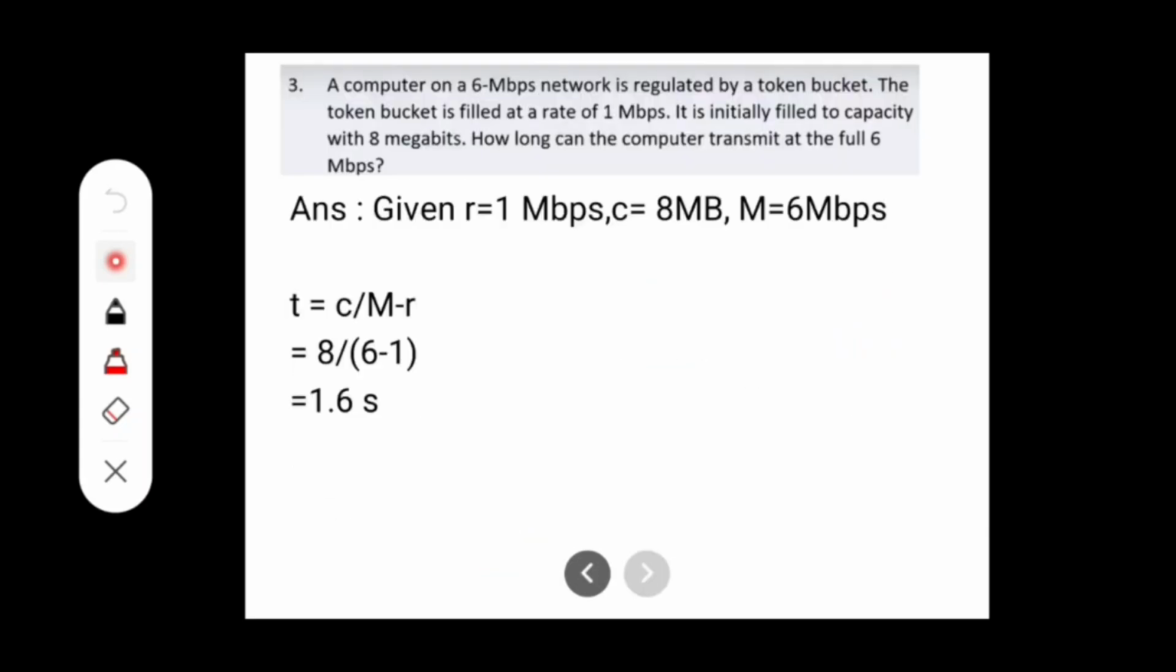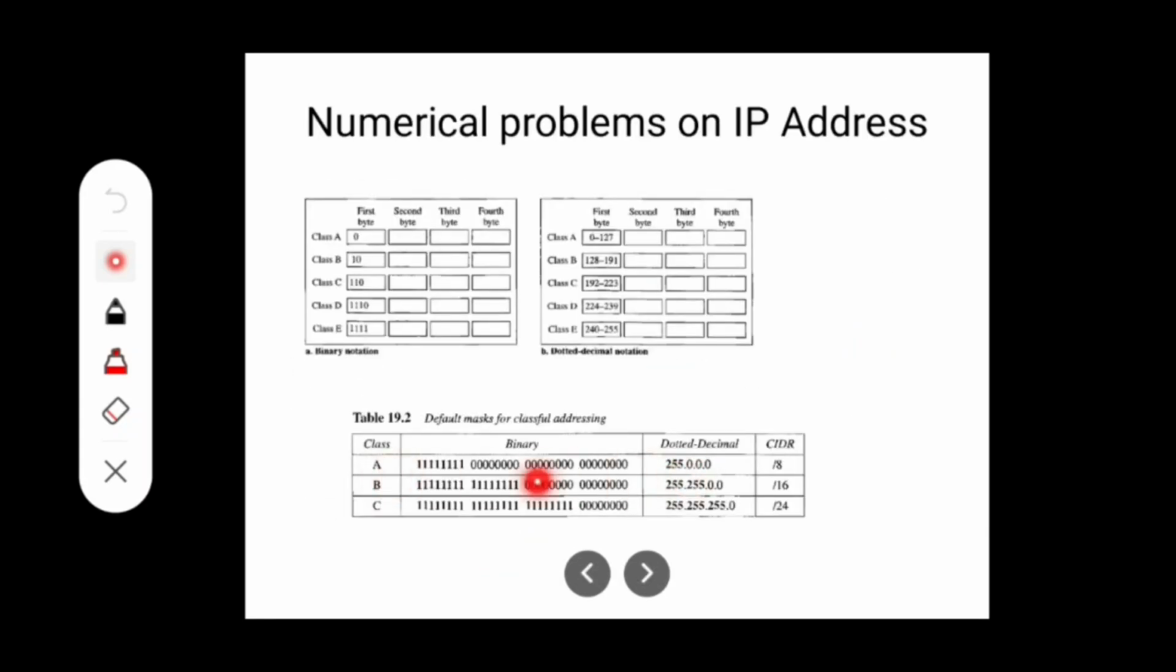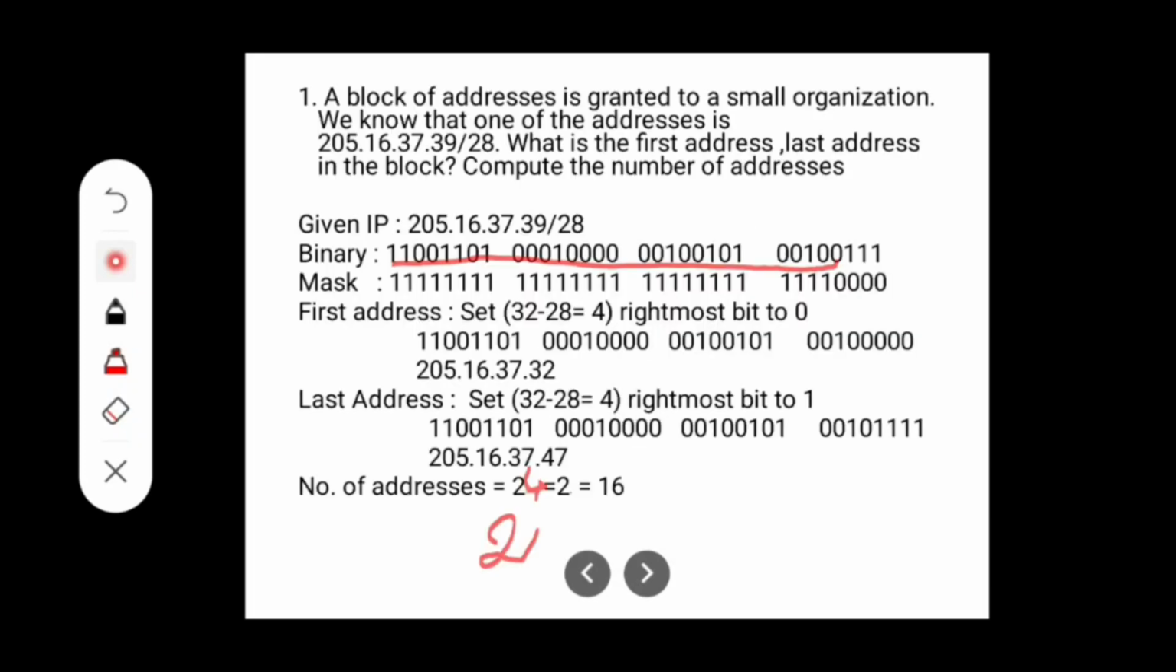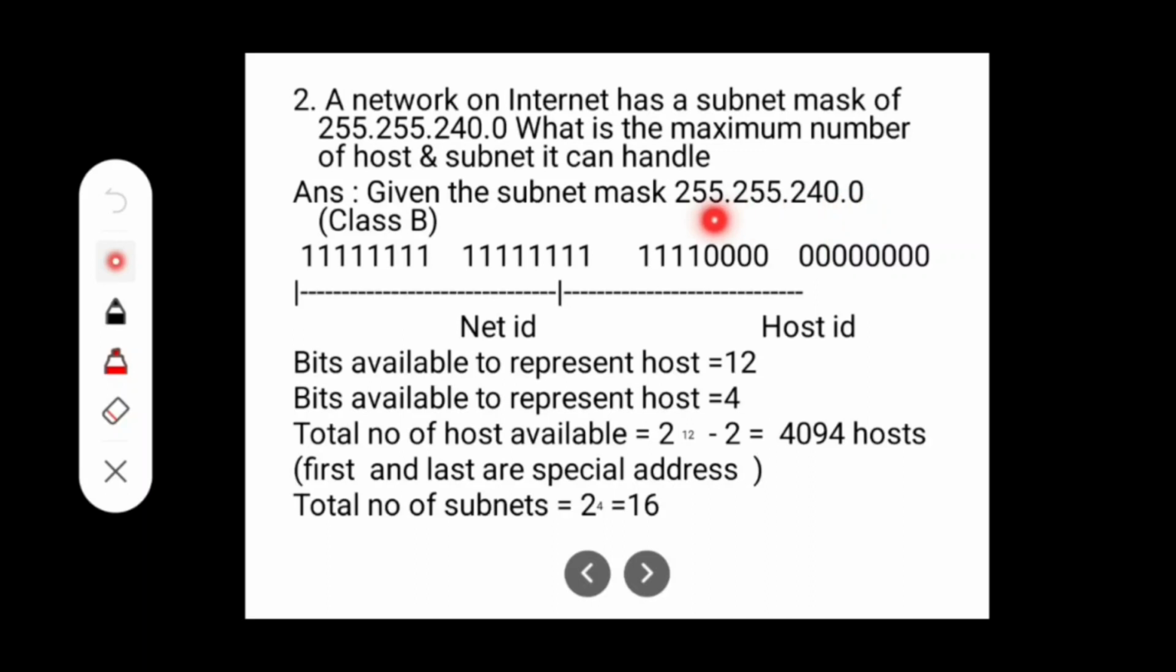Look at the representation. In class B the first 2 bytes will be 255 and the remaining 2 bytes can be 0 or anything. So this is the method. From the subnet mask we can understand that the first 2 bytes represent the network ID and the remaining 2 bytes represent the host ID.